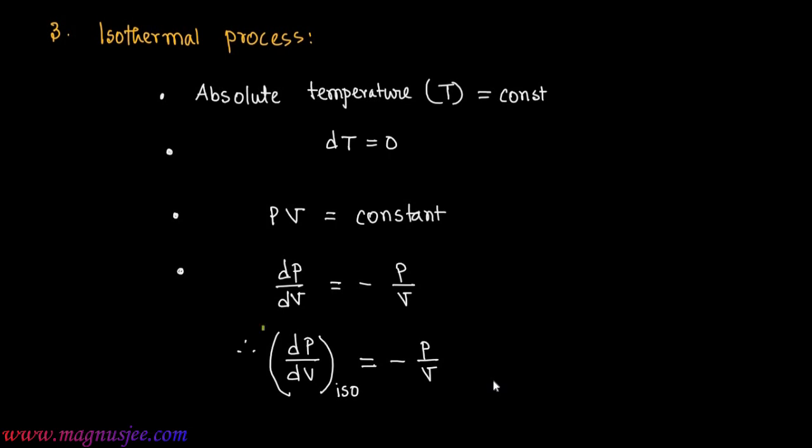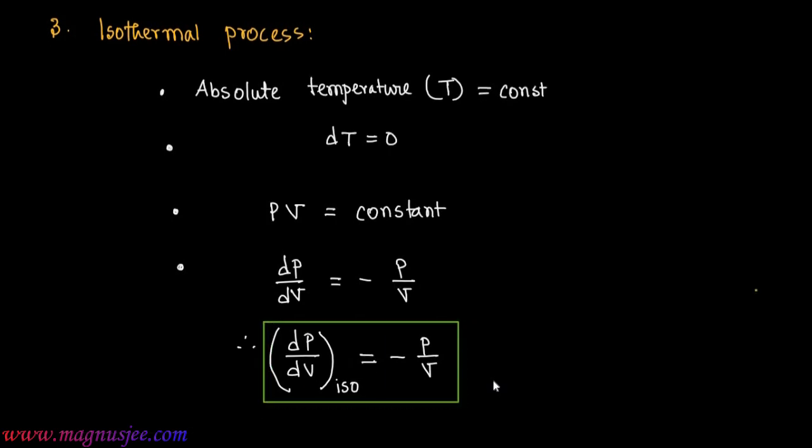That means it is the negative ratio of pressure and volume. dP by dV iso is equal to minus P by V. That is the slope of the isothermal curve.